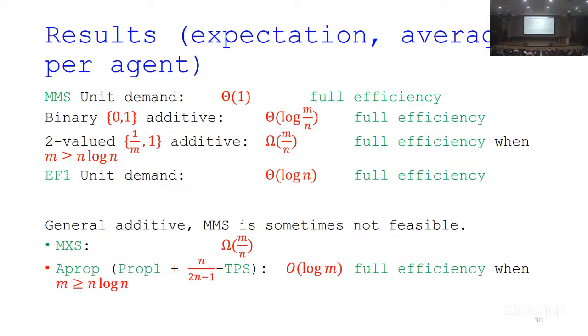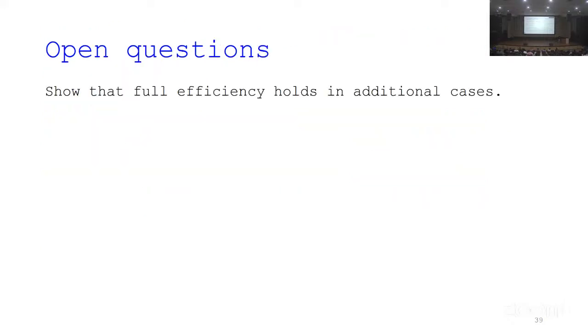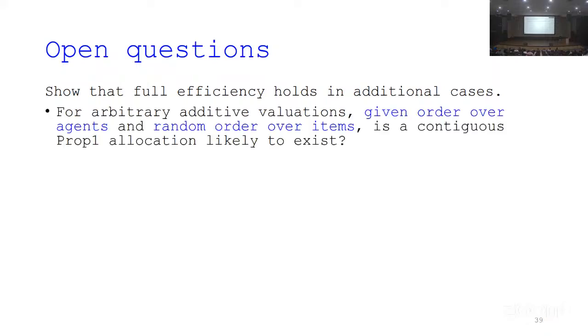So let's get to the open questions. To show that the full efficiency holds also in the cases that we could not figure out, here's a concrete question if you want to think about it. So think of arbitrary additive valuations, a fixed order of the agents, so you don't get to choose the order, from agent 1 to agent n, but there's a random order over the items. And we show this protocol in which each agent cuts at his turn items from the prefix when he achieves an acceptable bundle.